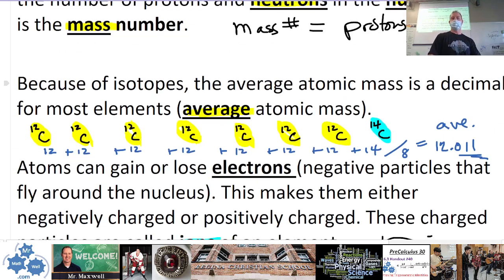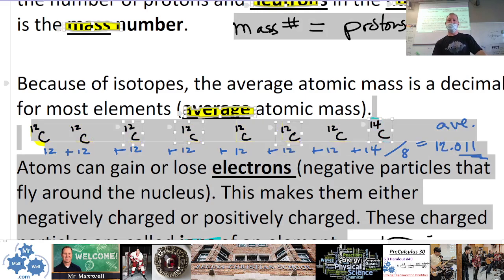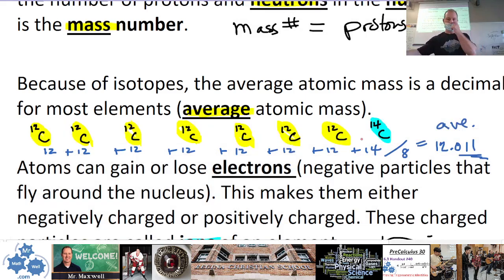An example would be this. If we had 100 of these carbon-12 atoms, the most common isotope, with 6 protons and 6 neutrons, and if we had 98 or 99 of them and then one of these carbon-14s, if we added them all up and divided by the total number, we would have our average atomic mass. Because most of them are 12 and only a few would be 14, the average would be pretty close to 12. And that's why we have 12.011.